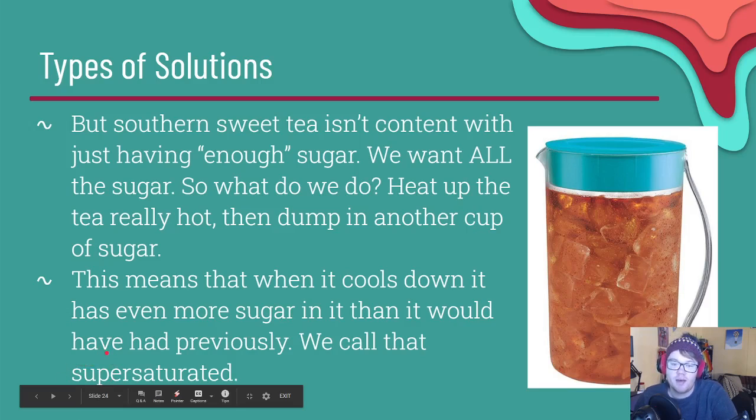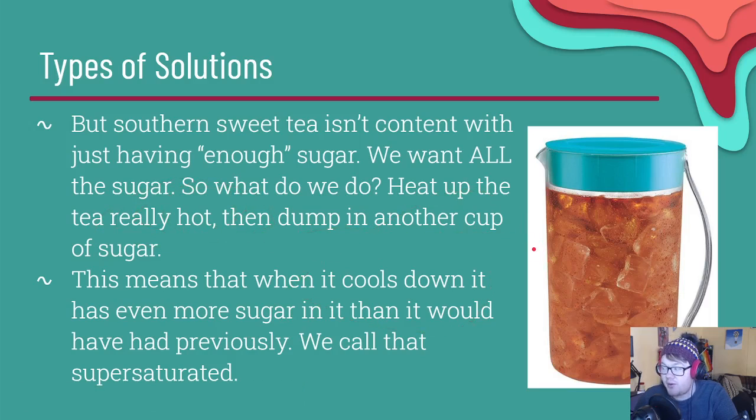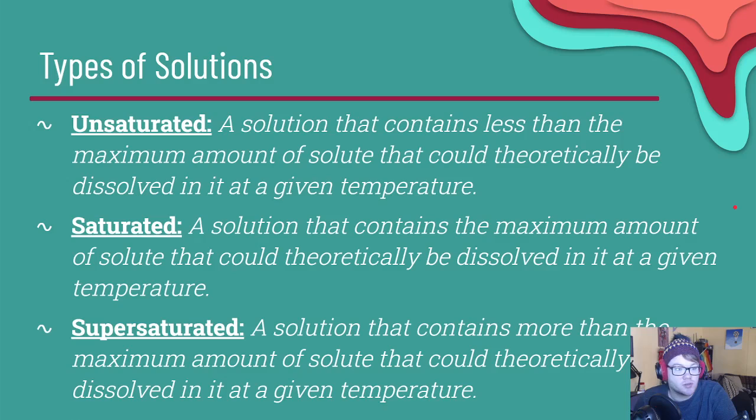And usually you have to do that by getting a little creative with the heating, heating something up to a really, really high temperature, adding all of the stuff, and then cooling it back down after you've done that. So those are our three types of solutions. Unsaturated, a solution that contains less than the maximum amount that could be theoretically dissolved at a given temperature. So now we're adding that little caveat there. It's at a given temperature.